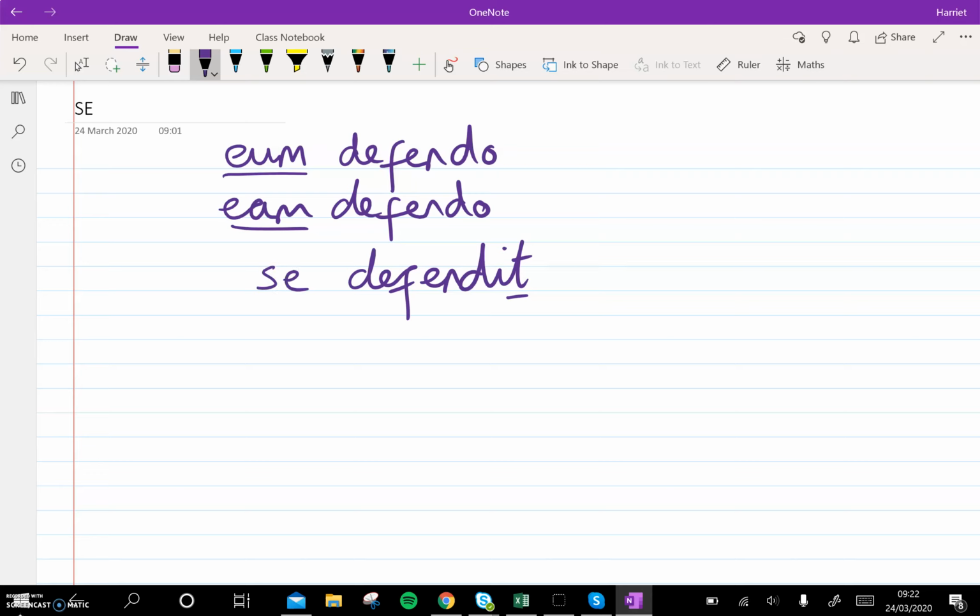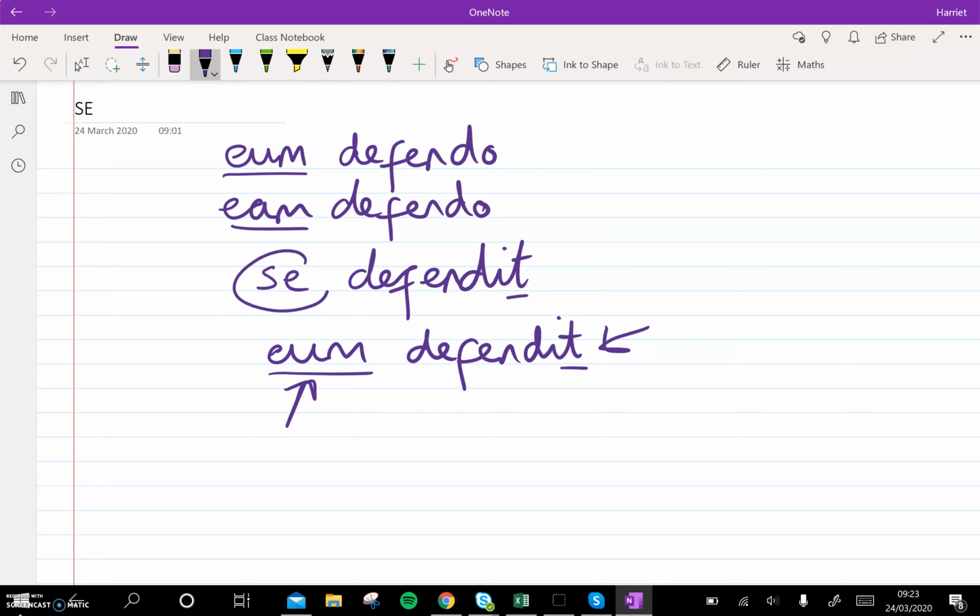And the reason for this is, if you said eum defendit, that would mean he defends him. But the person doing this verb is then different from the person who's being defended. They are two separate people. Whereas with se, that is used when the person doing the verb is also the person receiving the action. So we translate it as he defends himself.